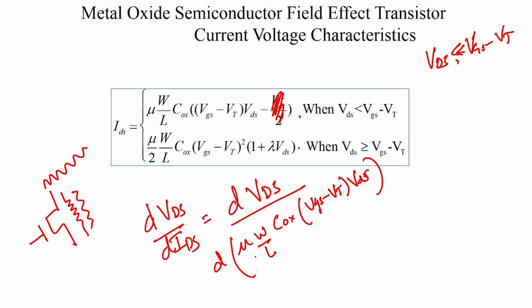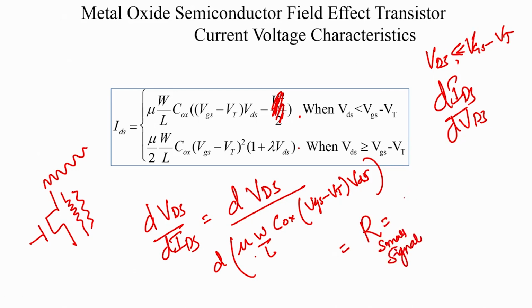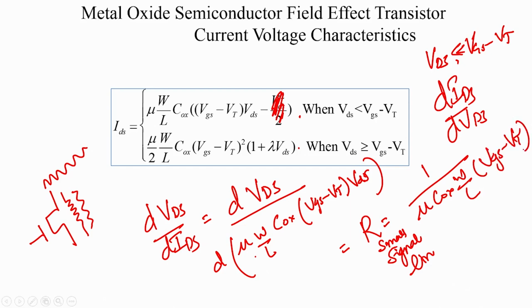So, you just take this derivative and take the inverse. You calculate dIDS by dVds and take the inverse of that, and you will end up with the small signal resistance of the MOSFET in linear mode operation being 1 by mu Cox W over L into VGS minus VT. So, that is the small signal resistance of the MOSFET operating in linear mode. If you increase the mobility of the carriers, does the resistance go up or down? It definitely makes sense that it goes down.